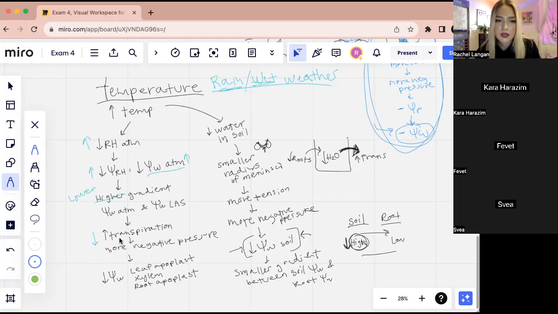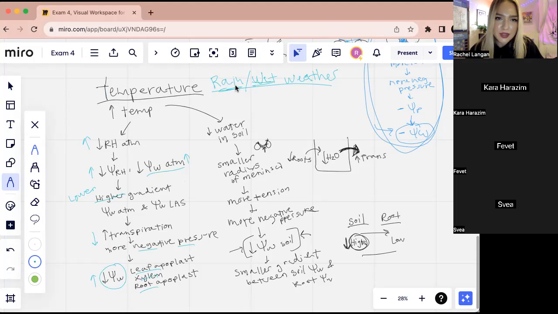So that's going to decrease transpiration when there's wet weather. If there's decreased transpiration, you should think less pull. Less pull means less negative pressure. So if there's less negative pressure, then you should expect the water potential of all of these things to go up.